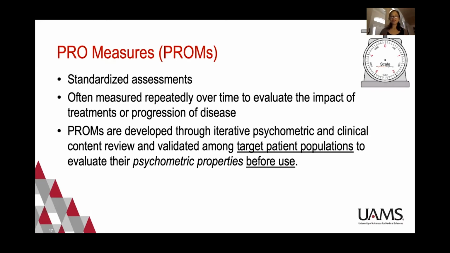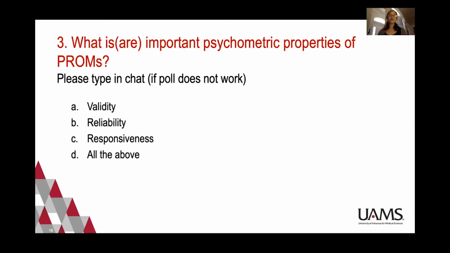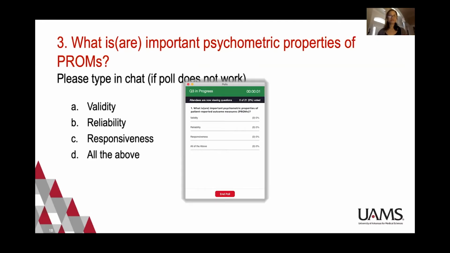So the question to the audience is, what are important psychometric properties of the measures? You can see the question pop up here. The first is validity, next reliability, responsiveness, or all of the above. Just to see if you know about psychometric properties.